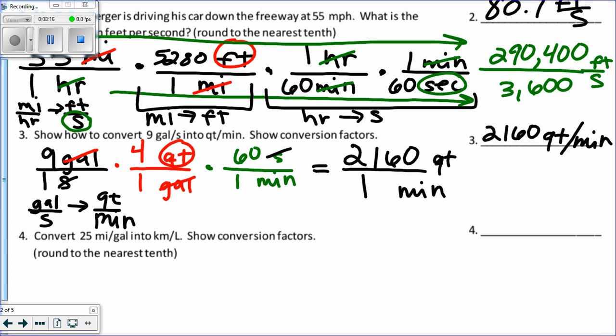So in this case, you had 2 conversion factors. 1 to go from gallons to quarts, and 1 to go from seconds to minutes.